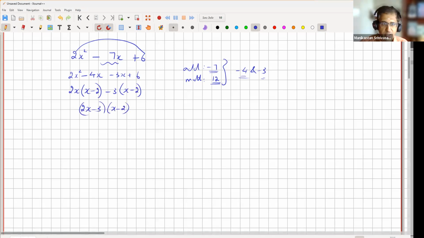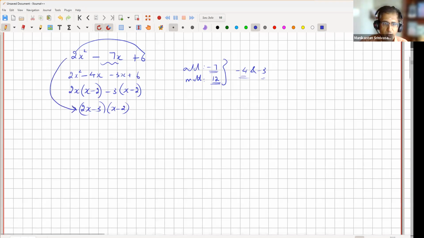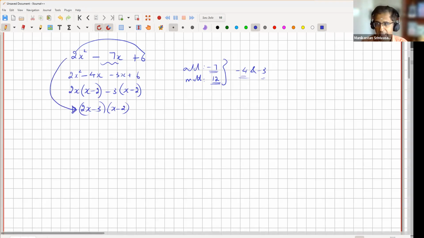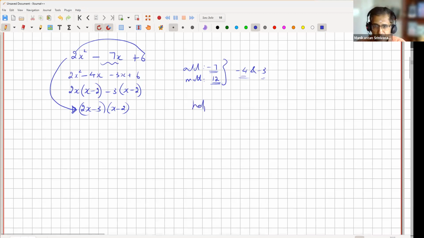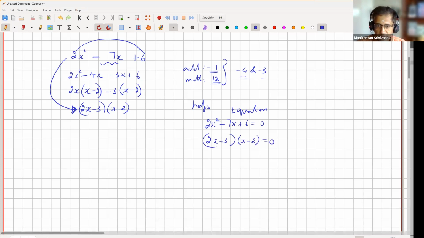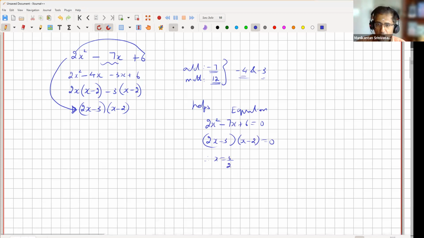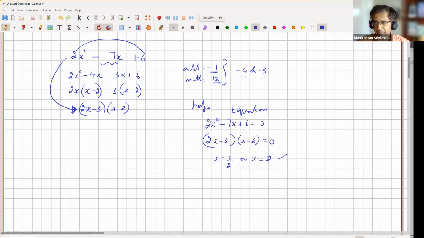Now this is factorization. Why? Because you've broken it down into smaller units which are multiplying. That is key. Now, why does it help? It helps in solving the equation 2x square minus 7x plus 6 equal to 0. This is an equation. So how do you solve? By using the factorization that we just did, we can say 2x minus 3 times x minus 2 equal to 0. And therefore, we'll say x equal to 3 by 2 or x equal to 2. And then we have solved it, therefore.